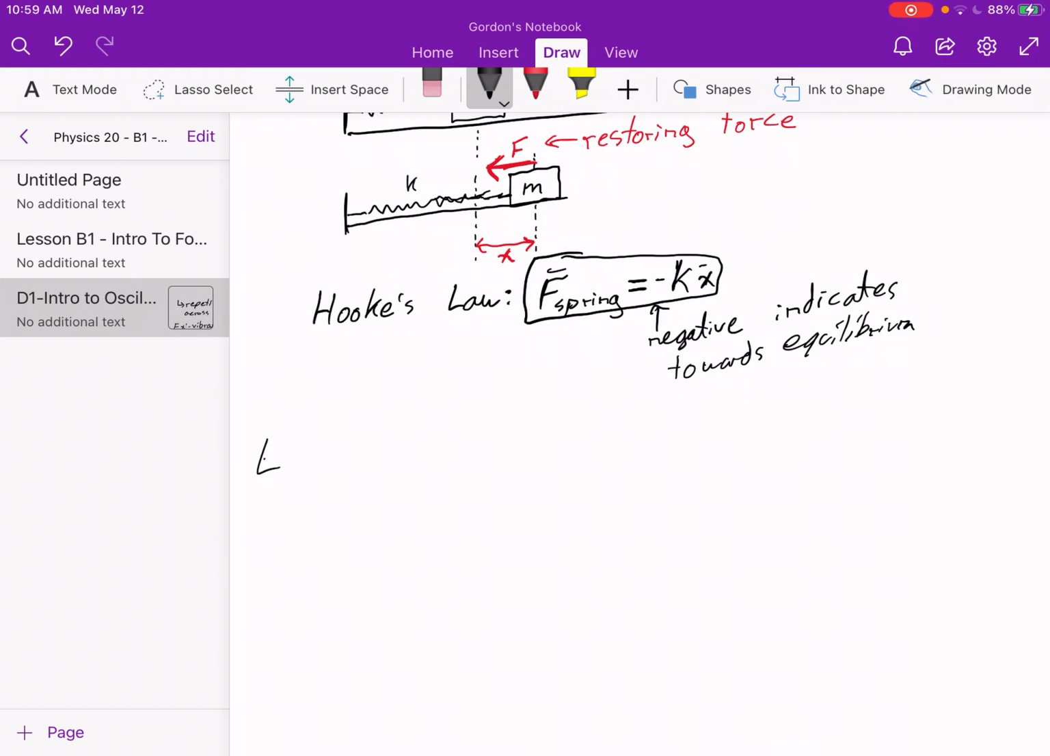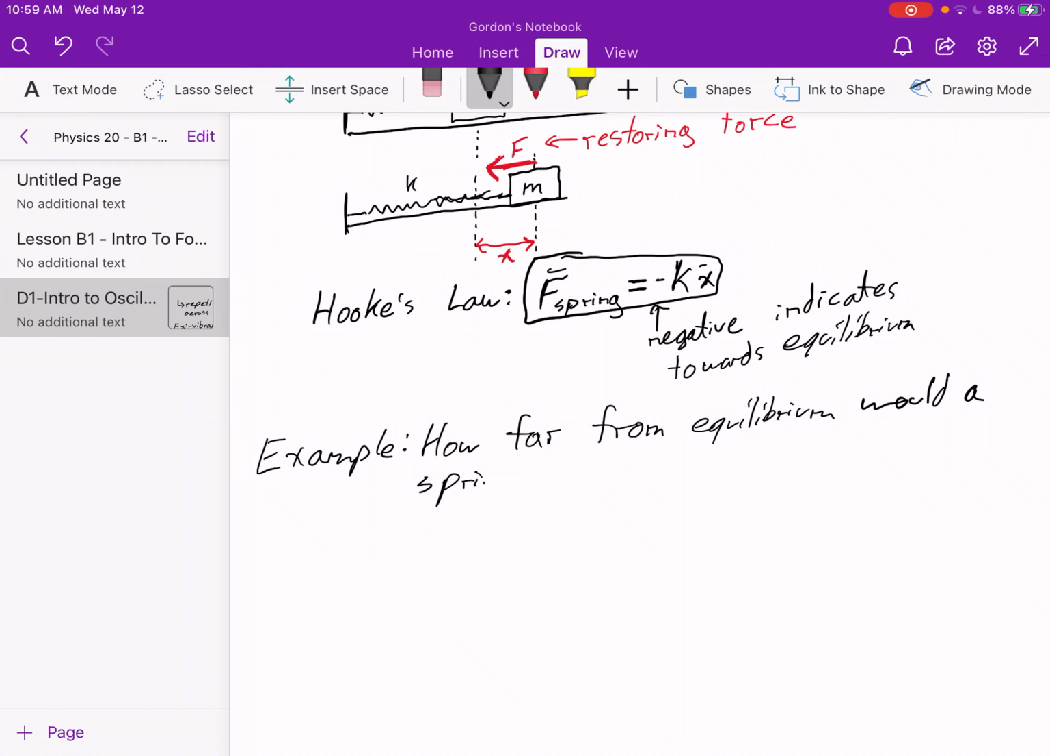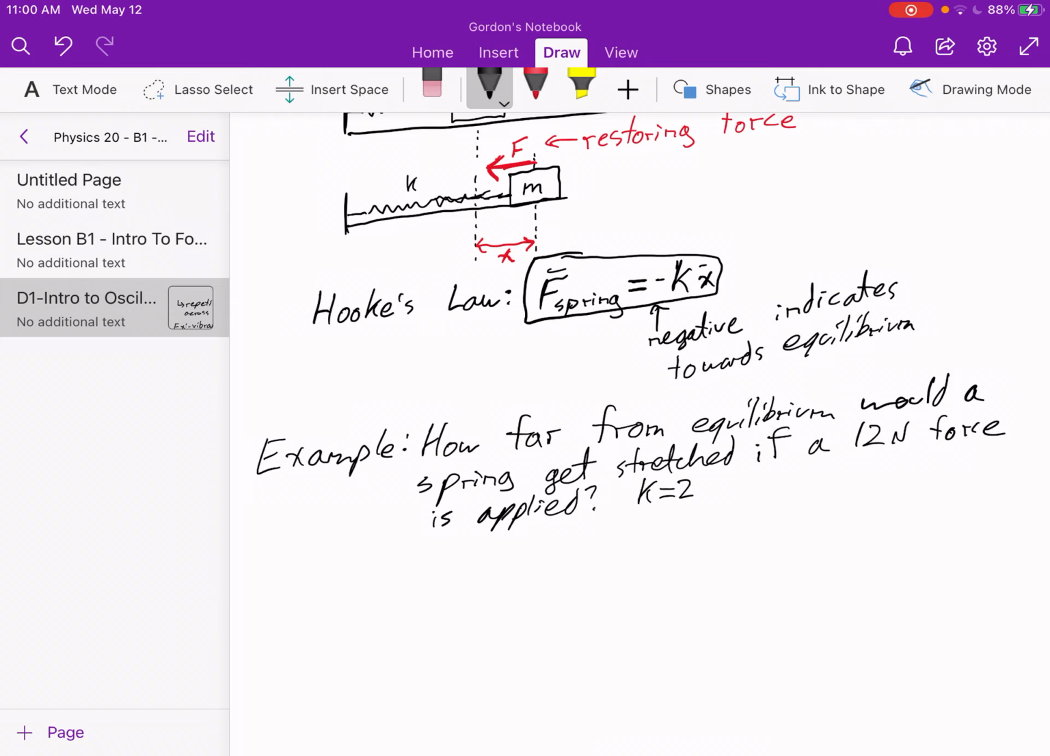So, for example, how do we use this equation? Let's look at a quick example here. Let's say how far from equilibrium would a spring get stretched if a 12 newton force is applied? And we know the spring constant is 25 newtons per meter.